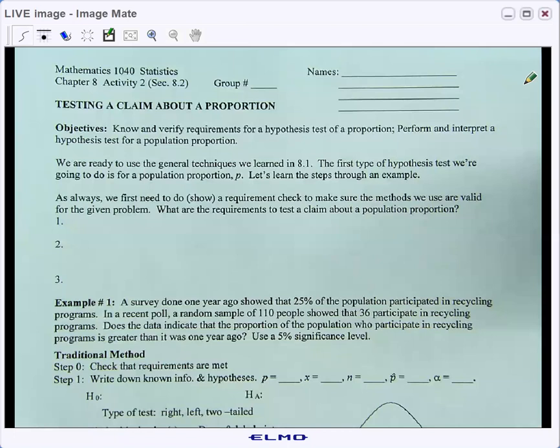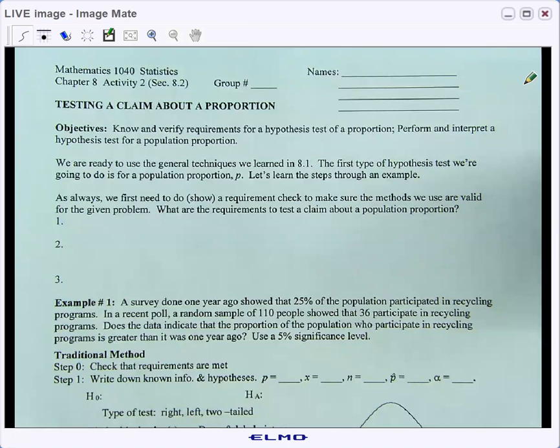Now that we've got a handle on the framework for hypothesis testing, we're going to get into the nitty-gritty of doing hypothesis testing about a population proportion. So our objectives here today are to know and verify the requirements for a hypothesis test of a proportion, and then perform and interpret a hypothesis test for a population proportion.